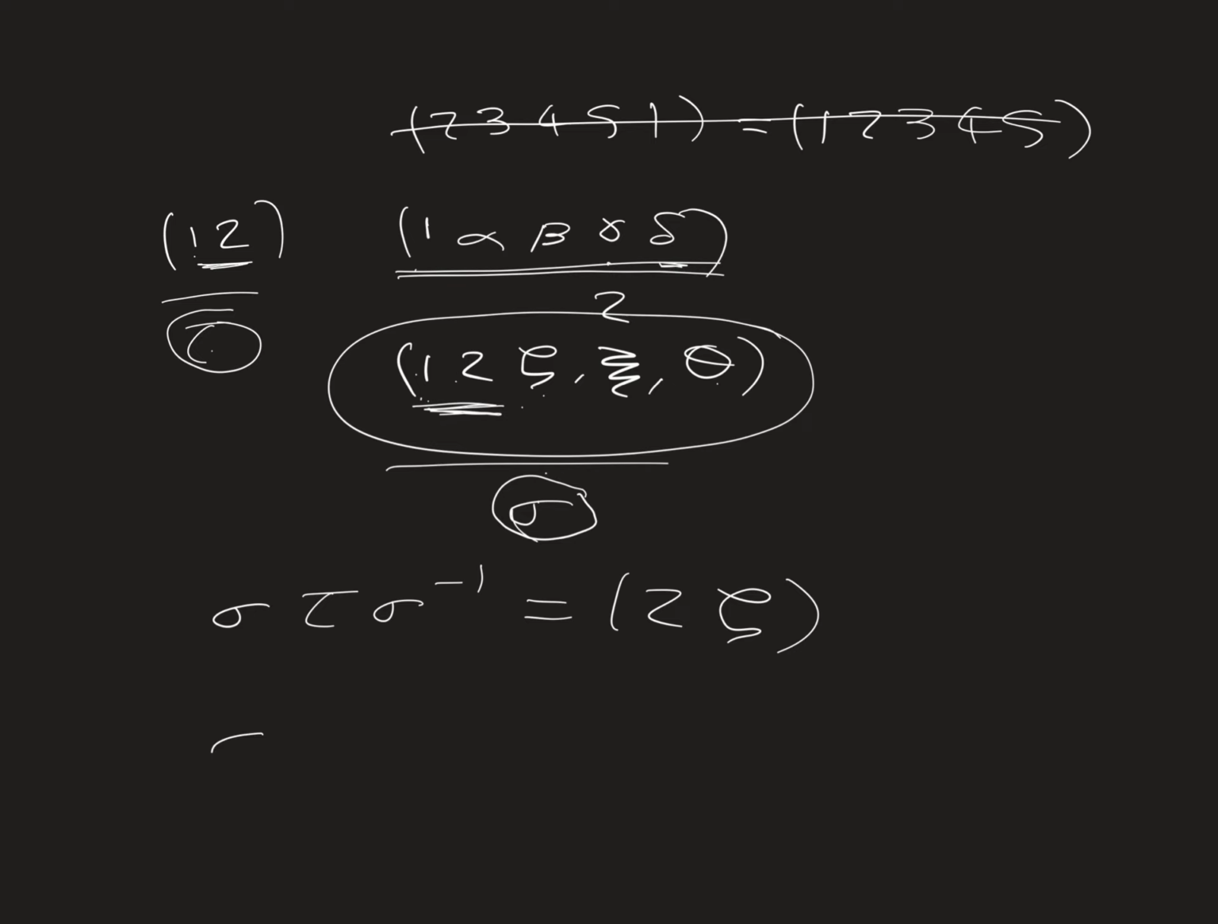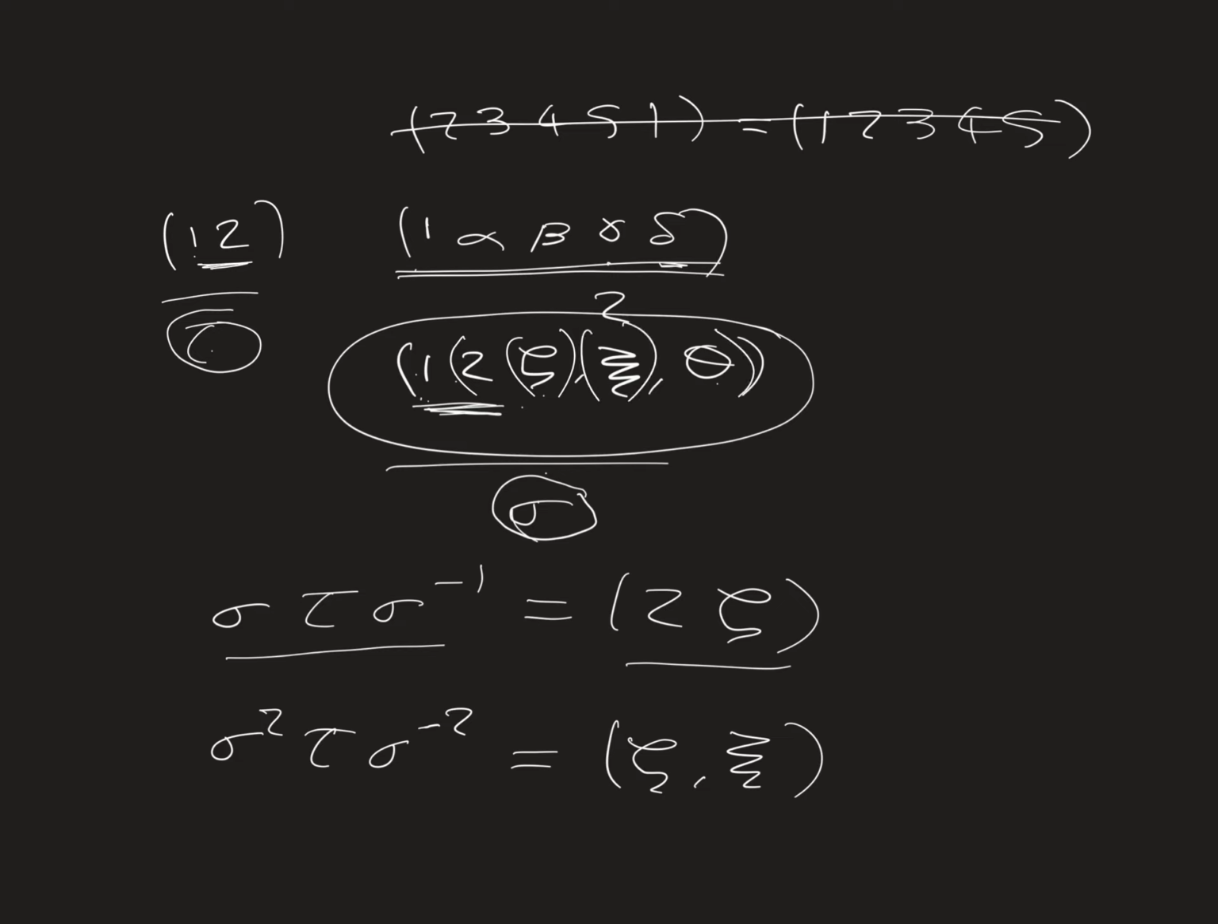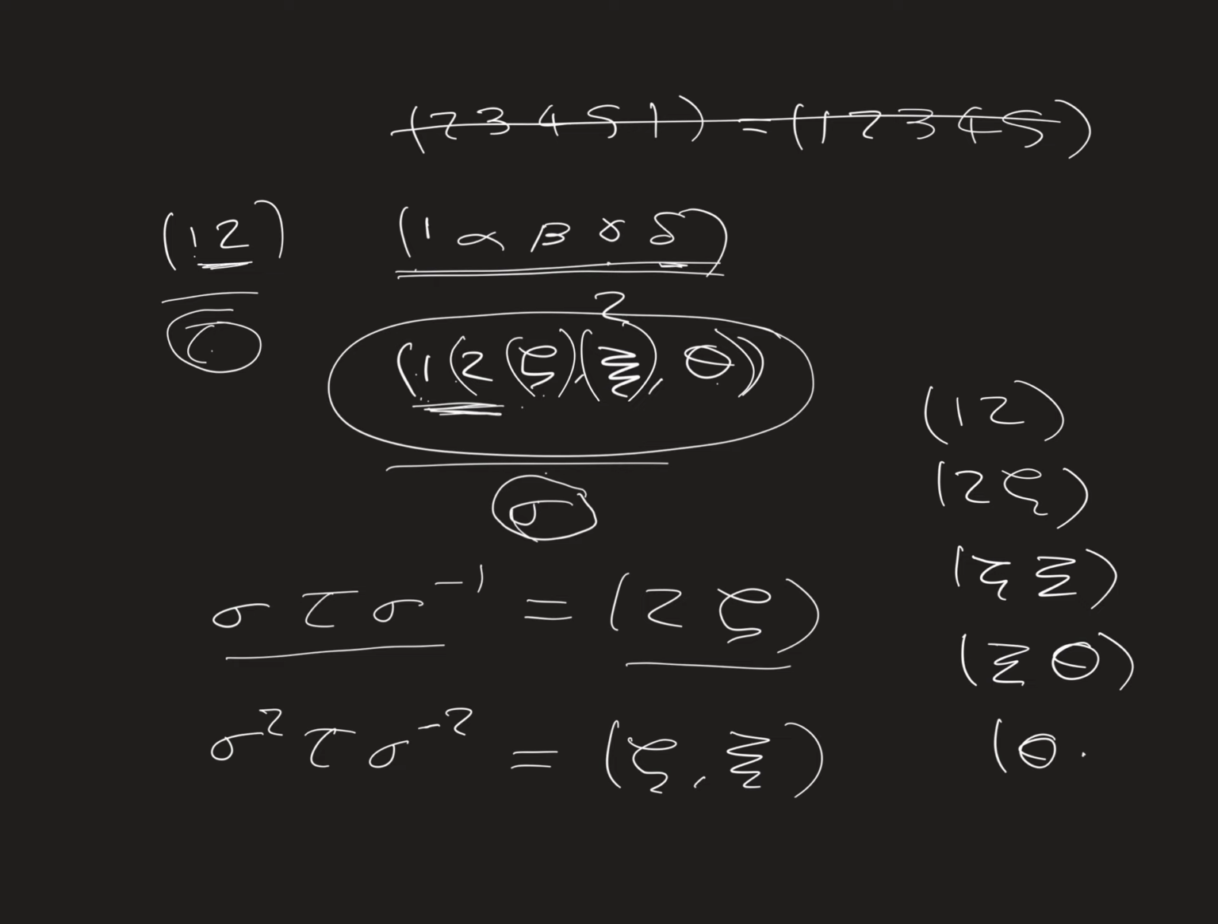So now consider sigma squared tau sigma to the negative 2. Now I'm just conjugating this element, 2 zeta, by this. What's it going to be sent on to? Well, 2 is going to zeta, zeta is going to xi, and I can keep going, and you can see what I'm going to get is I'm going to be able to get every single one of these. If 2 elements are next to each other in this 5 cycle, I'm going to be able to get that transposition. So overall, I'm able to get the transpositions 1 2, 2 zeta, zeta xi, xi theta, and theta 1.